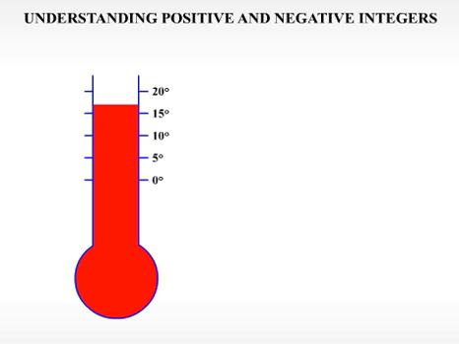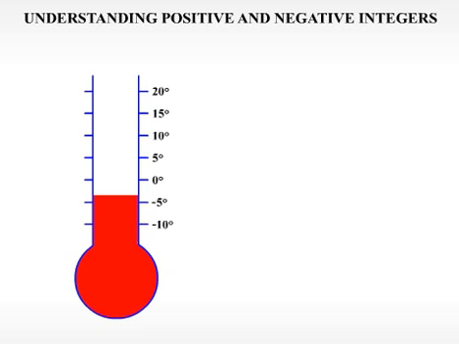Now in this lesson we're looking at understanding positive and negative integers. Now integers are simply whole numbers. Let's start by considering this thermometer. The temperature there is just a little bit above 15 degrees at the moment, but it's going down and down and down a bit further, and we all know that temperature can go down below 0 degrees, and when it gets below 0, we're talking negative numbers.